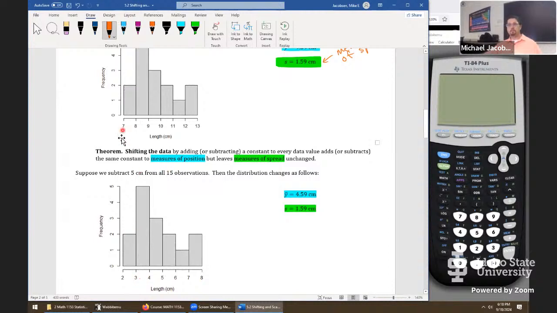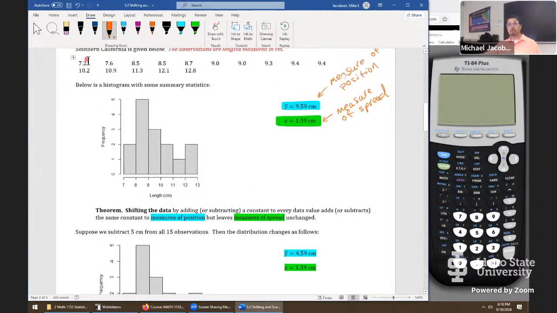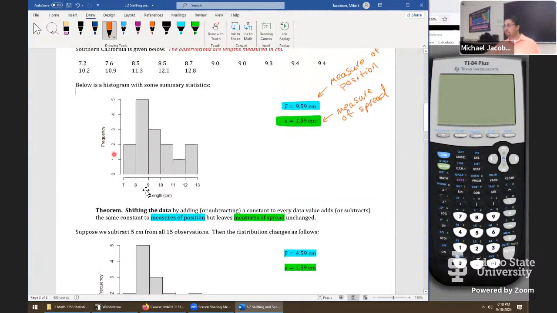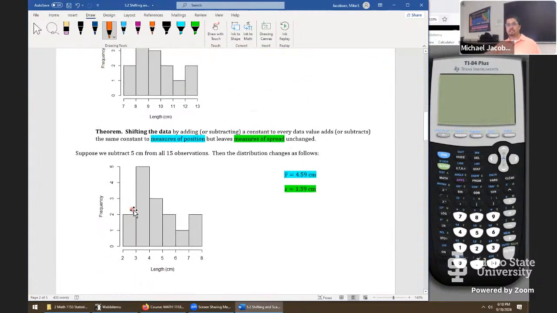Subtracting 5 means the minimum went down to 2. If 7 was a real minimum, it was really a 7.2, going down to 6.2 or 5.2. Sorry, that was a little hard for me to subtract. So every single one of these values just got subtracted by 5.